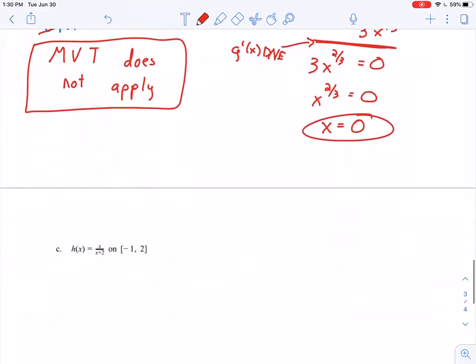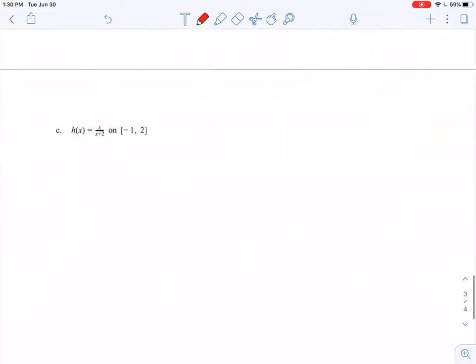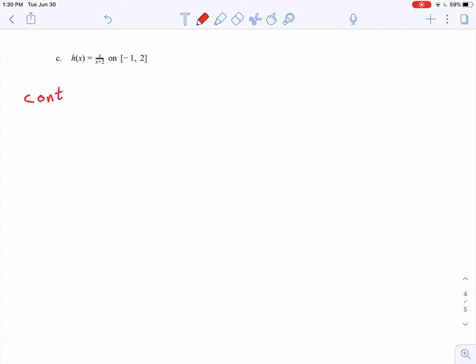Let's look at one last example here. This time I have h of x equals x divided by x plus 2. I'm working on the interval -1 to +2. So let's see, we need our function to be, remember, continuous, and we need it to be differentiable. And actually, let's write it continuous on -1 to +2 and differentiable on -1 to +2 open.